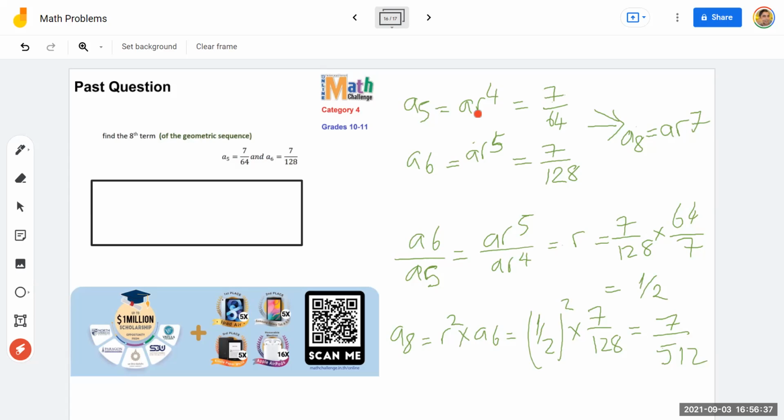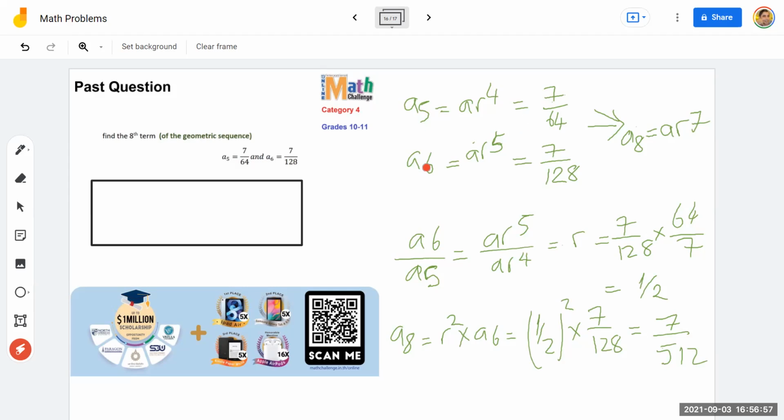So A5 equals A times R power 4. So A is the first term, R is the common ratio. So the power is 1 less than the number of the term. So if this is 5, this will be 4. Likewise, for term 6, A R power 5.